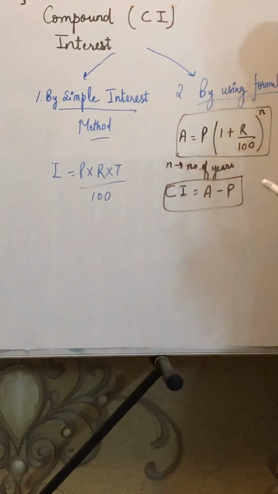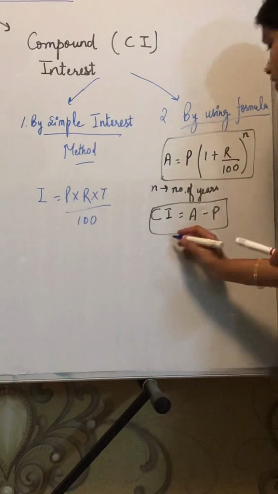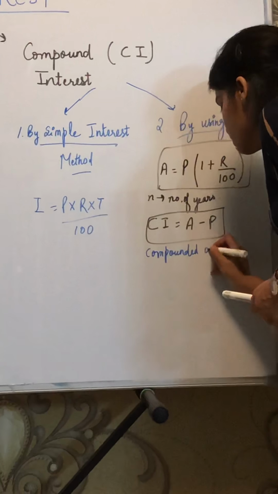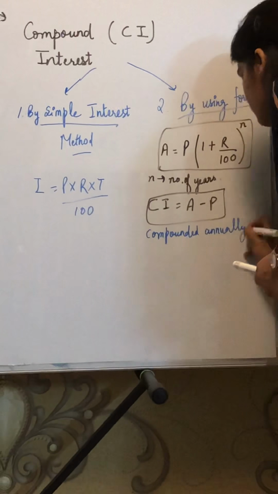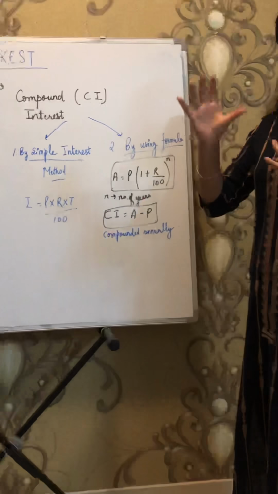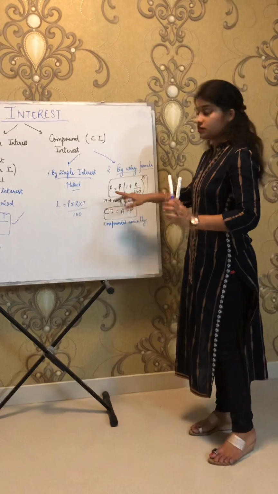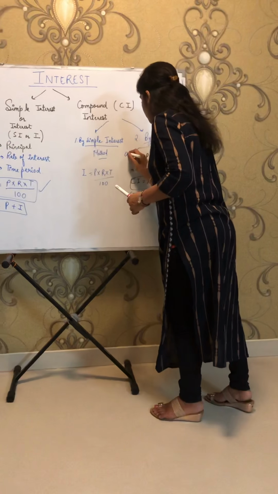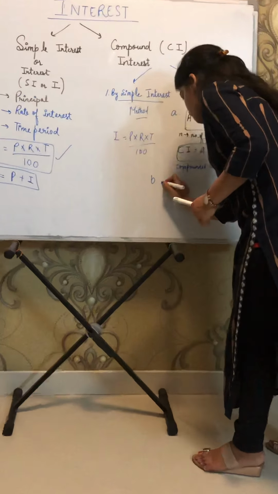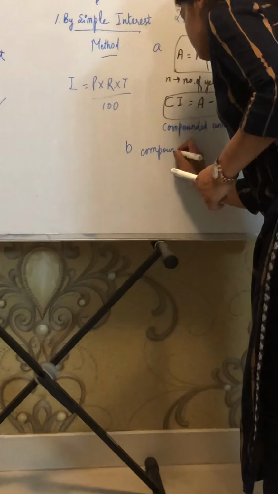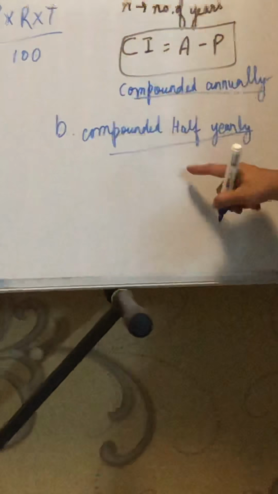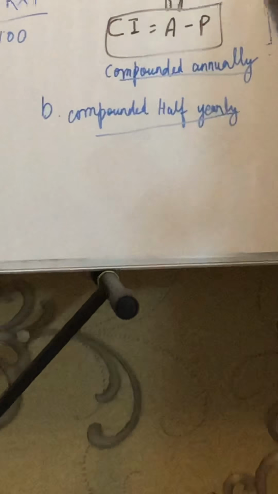Now see, there is one more thing. This is the formula when the interest is compounded annually. Annually means yearly. Yearly the rate of interest is fixed and the principal is fixed. In that case we will use this formula. But sometimes they say compounded half yearly.